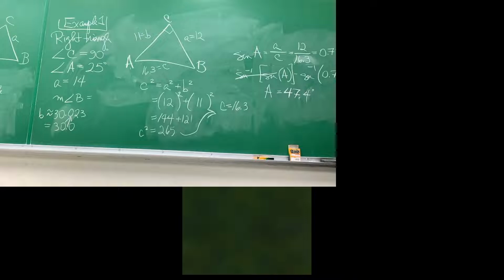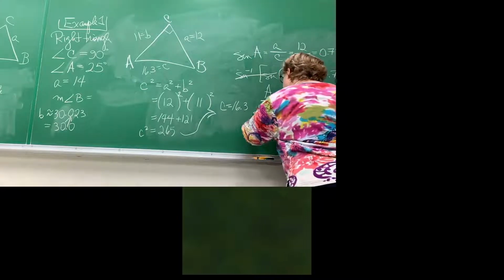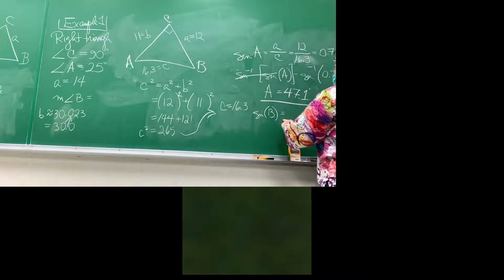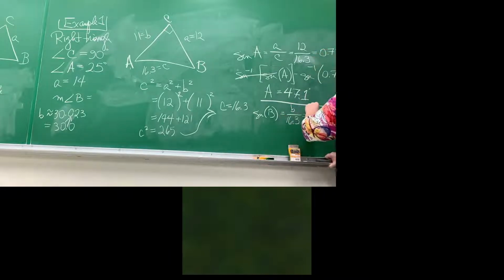Let's find angle B 2 ways to verify that we're doing it correctly. So how do you want to do it the first time? We're finding B now, you said? Yes. Okay, we do the same thing for sine of B now. All right, good. So we know the sine of B is opposite over hypotenuse. Well, opposite is going to be little b. Hypotenuse is going to be c, 16.3. So we have 11 over 16.3. And to 4 decimal places, what is that number?